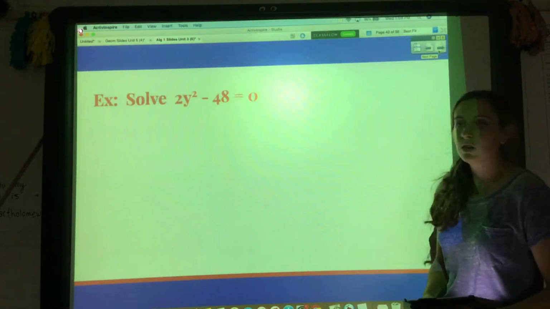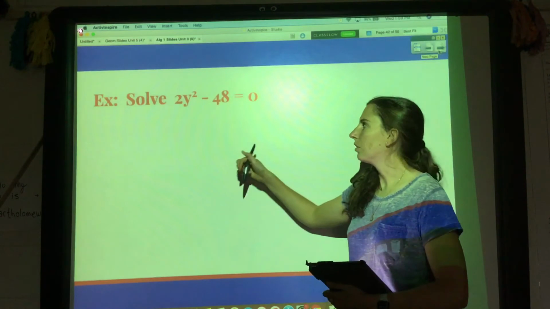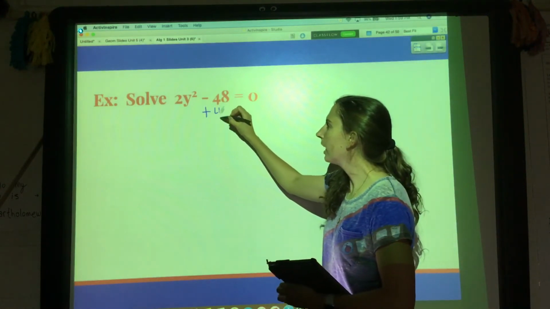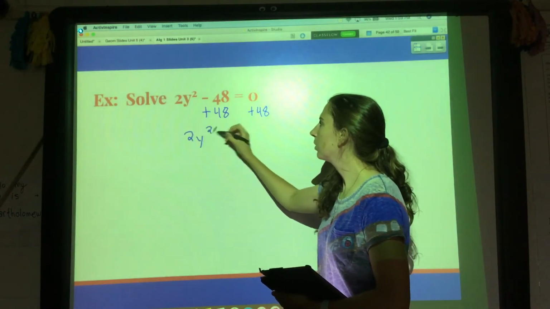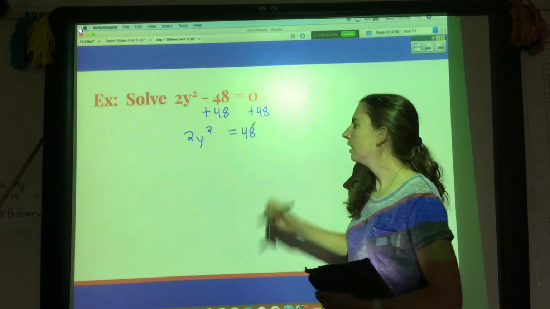So again, I'm just going to solve it. I'm just going to get y by itself. So I'll add 48 to both sides. So 2y squared equals 48.